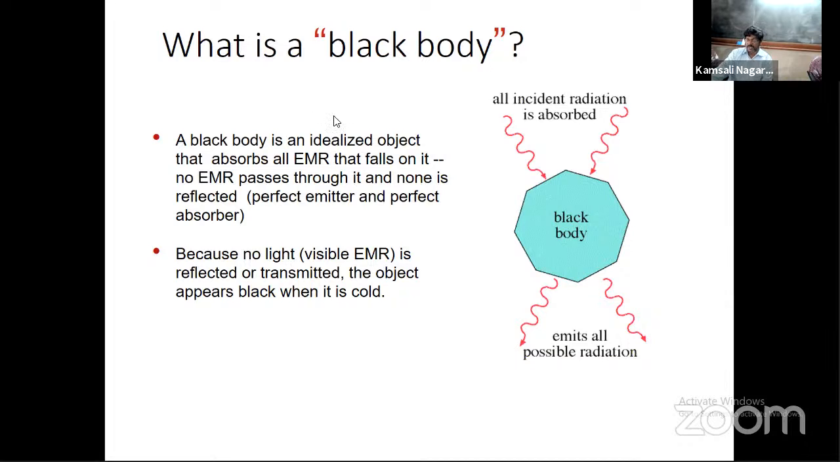How it emits, we have to see that. Because no light, or even the visible part of the electromagnetic radiation, is reflected or transmitted, the body appears black when it is cold. We are calling it a black body not by virtue of color, but because whatever radiation falls on it, it does not allow the radiation to escape. That is why it is called black, because it is a poor reflector and does not allow transmission to a great extent.